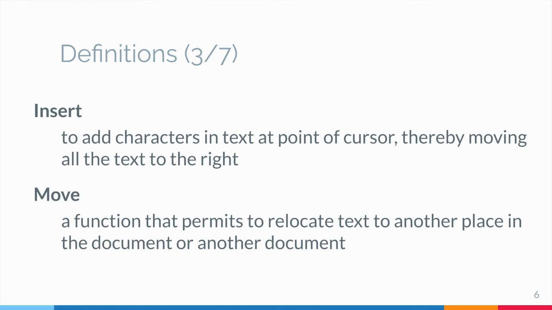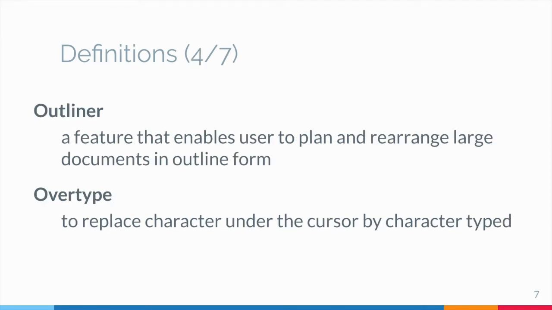Insert. To insert means to add characters in the text at the point of the cursor, thereby moving all other text to the right. Insert mode is the opposite of overtype mode and is the default in most word processing programs. Move. Move is a function in word processing programs that permits the user to relocate text or graphics to another place in the document or to another document.